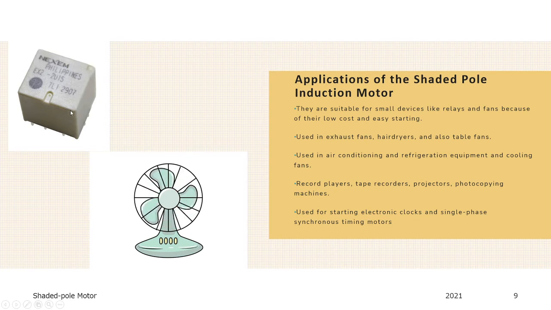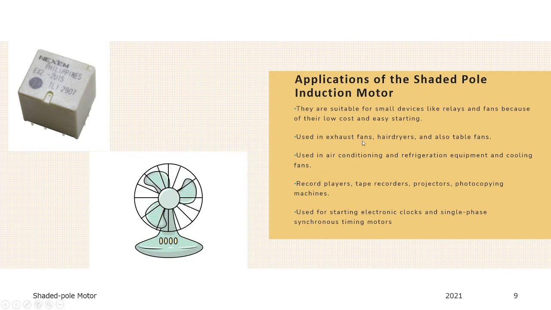Yung ginagamit po sa ulan, yung nag-aano sa wiper, yung wiper po. So yun po yung nag-aano sa wiper. So dito po electric fan po. So sa loob po nun nandun po yung shaded pole motor po. Ito po yung kadalasan nakikita po natin yung pinagkakabitan po ng AC.